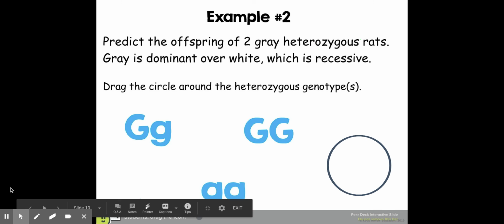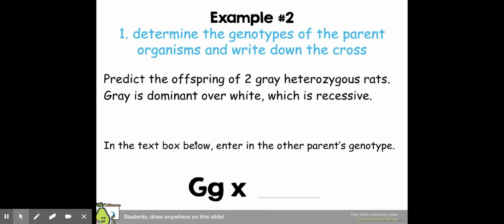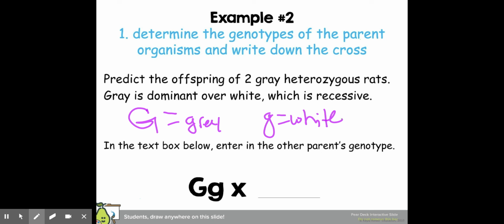You can pause the video if you need to, but we're going to continue. So we're going to determine the genotypes of the parent organisms and write down the cross. So we have 2 gray heterozygous rats. Gray is dominant over white, which is recessive. So before I write my cross down, I am going to say capital G equals gray, lowercase g equals white. So that way I remember. So I have 2 gray heterozygous.